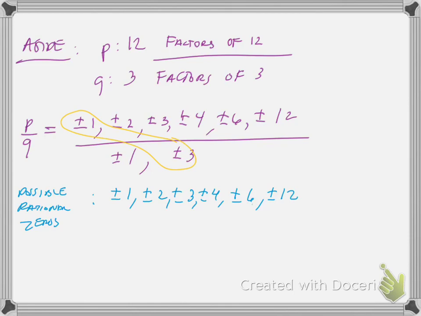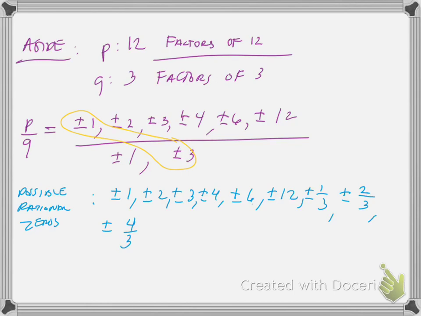So now we have plus or minus 1/3, plus or minus 2/3, plus or minus 3/3, but 3/3 is the same as 1, so we already have that taken care of. Don't repeat zeros. Plus or minus 4/3, plus or minus 6/3, which is the same as 2, so we have that, and then plus or minus 12/3, which is plus or minus 4. So we're actually done after this.